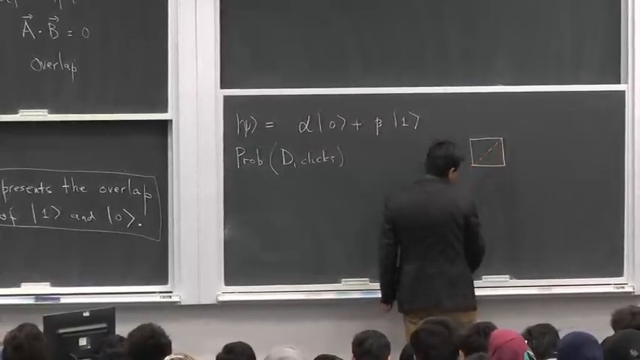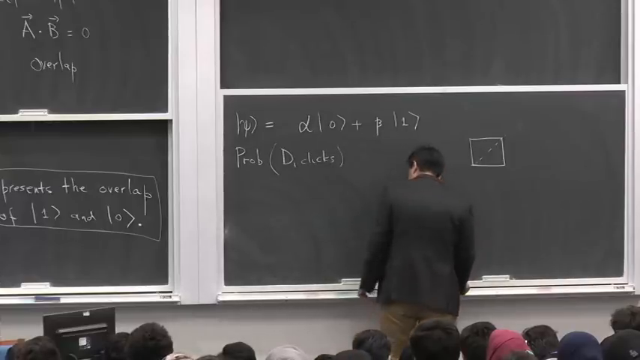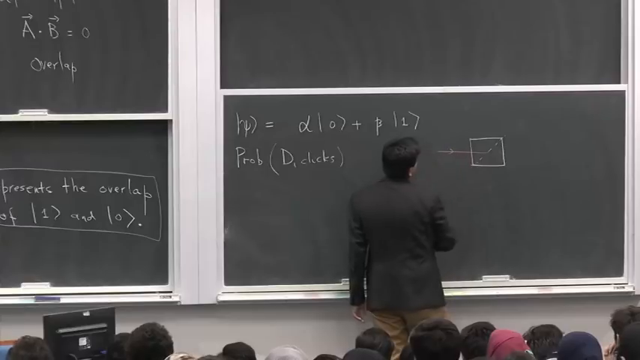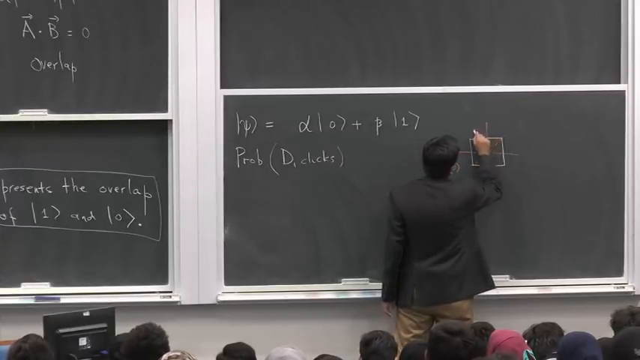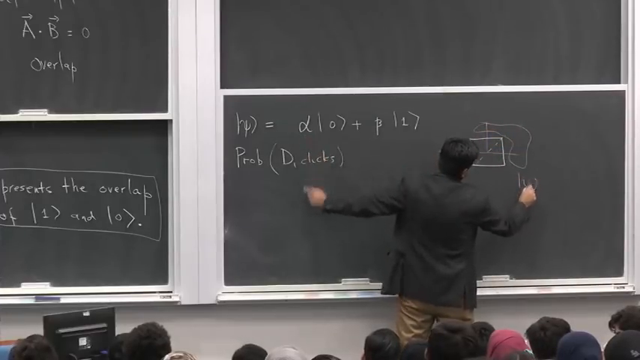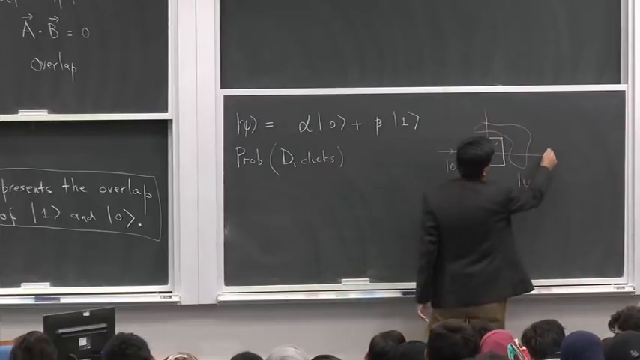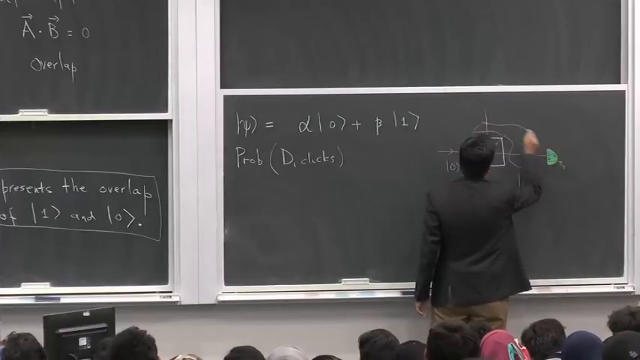By the way, I'm going exceptionally slow, slower than what I would have liked. But never mind. It's better to go steady and slow. So I have this input state, and here I create this quantum state, psi. And then I have the detectors D1 and D2.